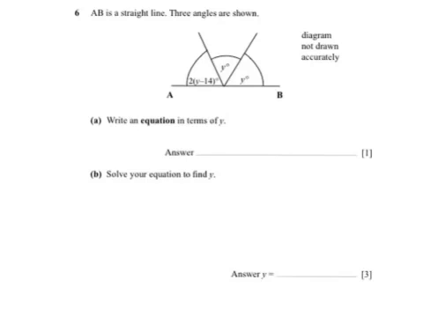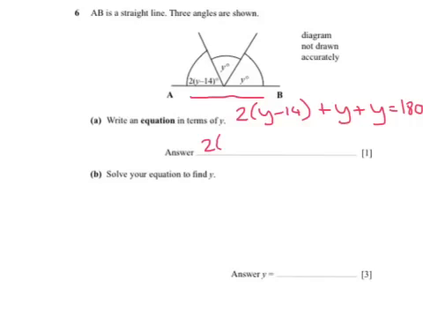In question 6, we're asked to write an equation in terms of y, and in order to help us, we can use the fact that these three angles total 180 degrees. So we have 2 times (y minus 14) plus y plus another y equals 180. You could simplify it and solve it, but that really comes in part B, so you should be allowed to just write the answer as this.